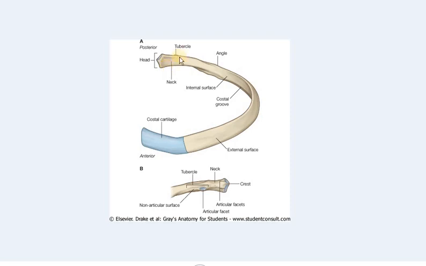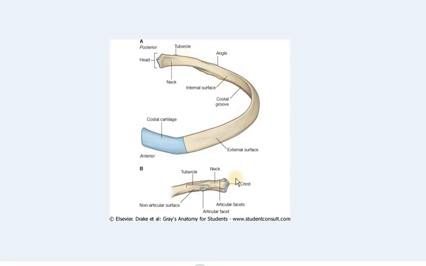Now comes the third part of the posterior end, and that is the tubercle. You can see in this diagram that the tubercle lies on the outer surface of the rib at the junction of the neck and the shaft.